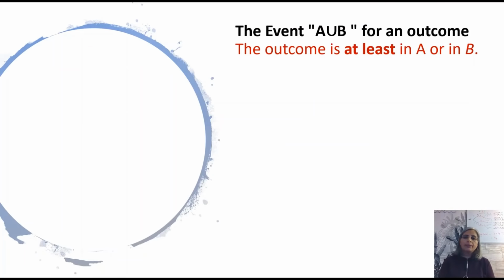The event A union B is a special event for an outcome, and that is the event when an outcome is contained in one of the 2 events, at least in one event, either in A or in B. It could occur in both of these events, but we assume that it occurs in at least one event.